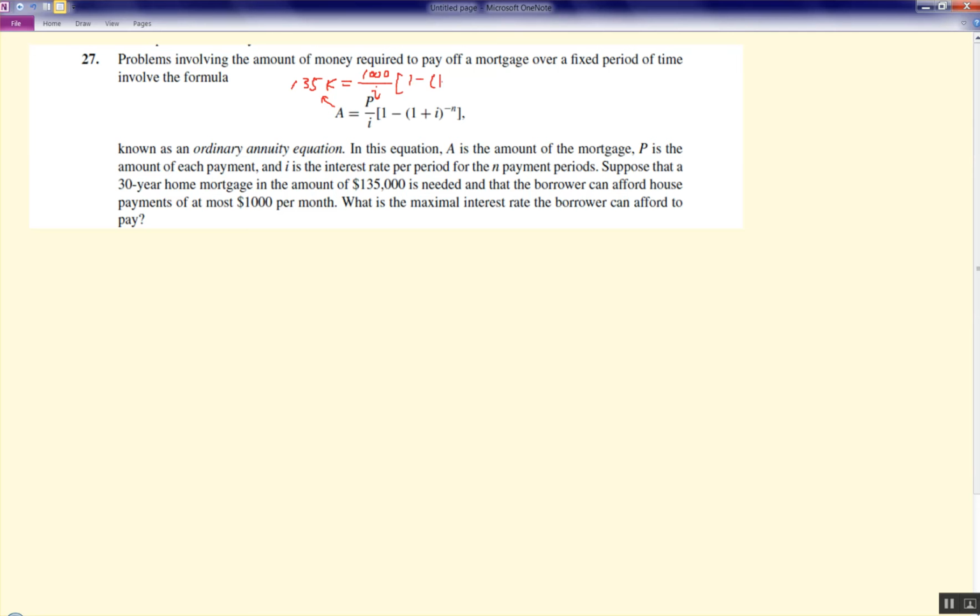1 minus (1 plus i) raised to the power negative n, where n is the number of payment periods. Because we are talking about a 30-year home mortgage and payment is made monthly, that means 360 months. Of course, this is going to be 135,000. So we want to find the i. That's the i we want to solve.